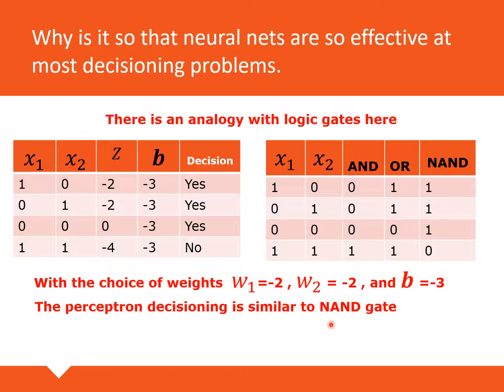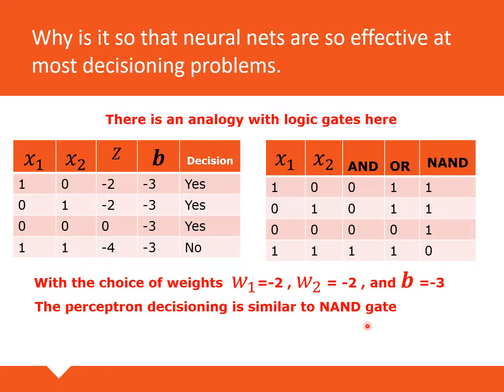Now, what that means is that we are able to actually replicate a NAND gate using perceptrons and a particular choice of weights for the perceptrons. And NAND gates are universal gates when it comes to decision making. So with both these factors taken together, intuitively we can say that if we choose the weights properly, then perceptrons can be very effective in carrying out any kind of decision making.